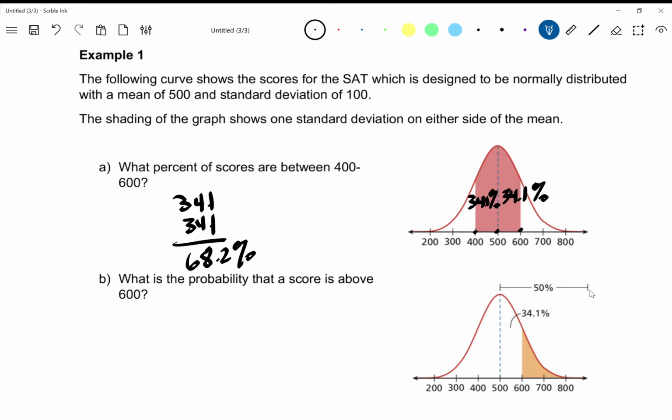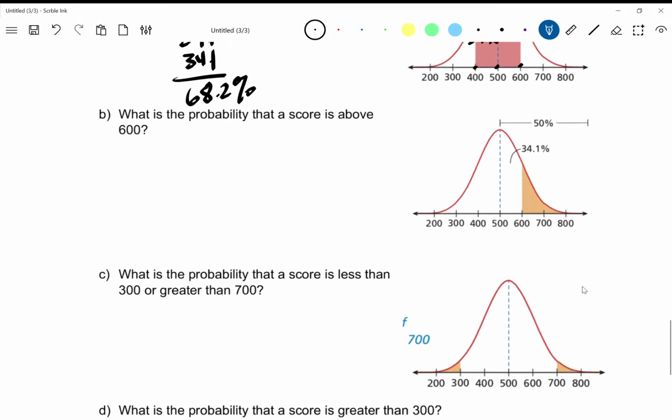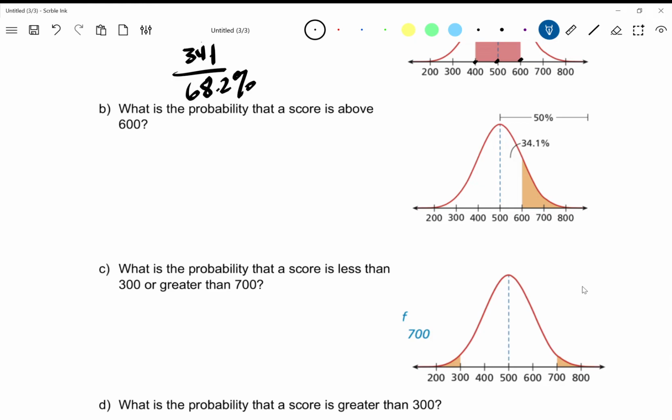Okay, what is the probability that a score is above 600? So that's usually the students that do really well. Well, let me scroll down a little bit. So above 600 would be right here. From 500 to 600 was one standard deviation, which was 34.1%. 600 to 700 was one more standard deviation, which is going to be 13.6%. I'll just start writing it over here, I guess. One standard deviation more would give you to 800, and that's going to be 2.2%.